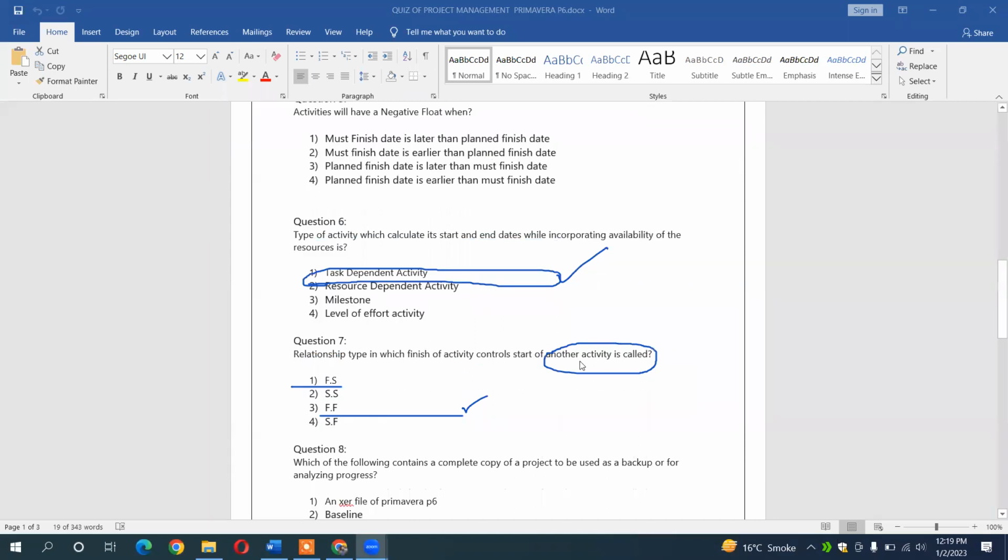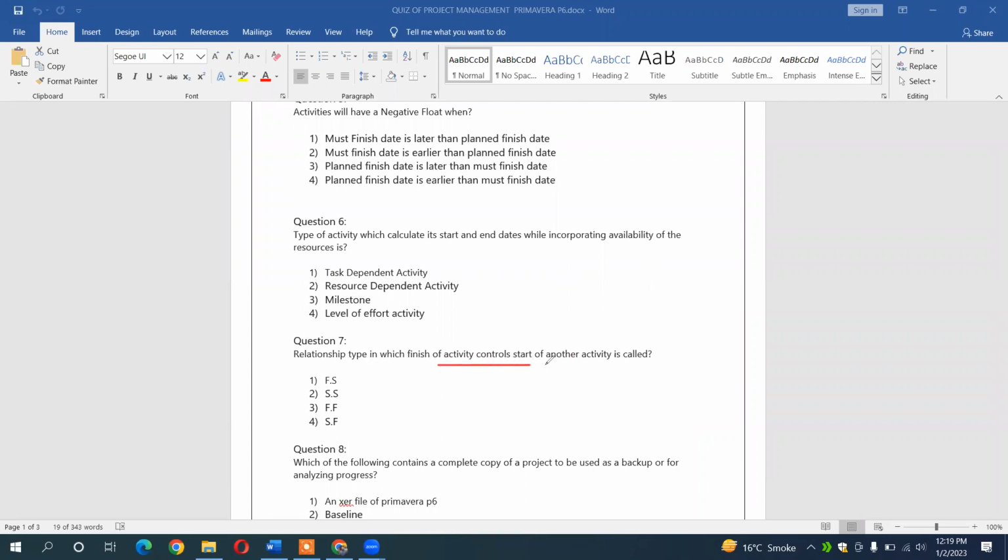The other function is, if you refer to the activity like you are watching here, a relationship type in which the finish of an activity controls the start of another activity. It means that when one activity gets finished and the other gets started, that controls the start. It is simple, it is an FS activity.